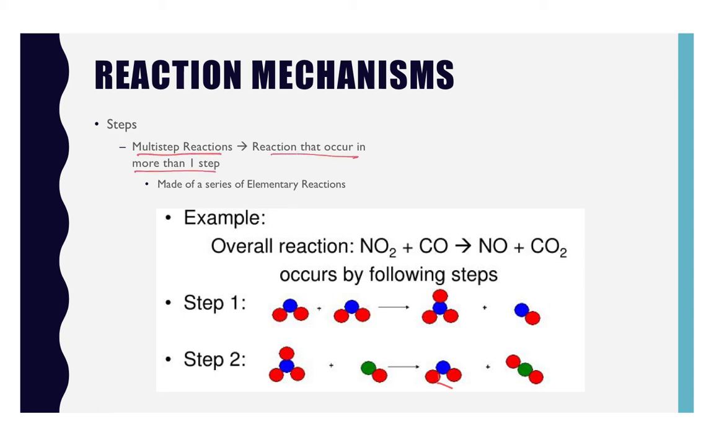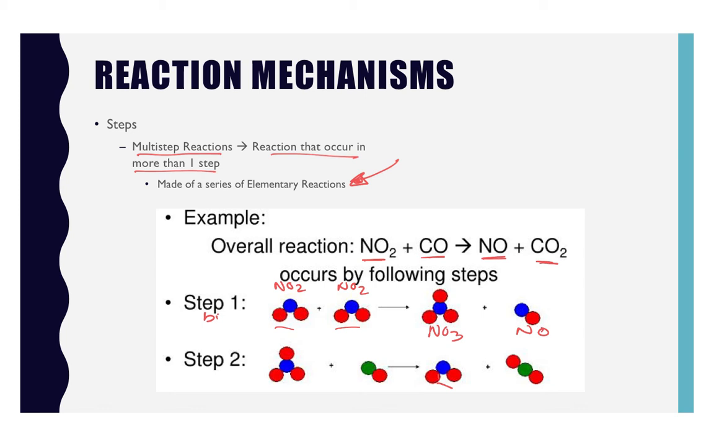All right, so most reactions actually are multi-step reactions. They occur in more than one step. They are made of a series of elementary reactions. Okay, so for example, here is an overall reaction. Nitrogen dioxide plus carbon monoxide goes to nitrogen monoxide and carbon dioxide. Through study, we can find out that this actually happens through two elementary reaction steps. The first one is bimolecular, where we have an NO2 molecule and another NO2 molecule colliding together to make NO3 plus NO. Okay, so that's the first step.